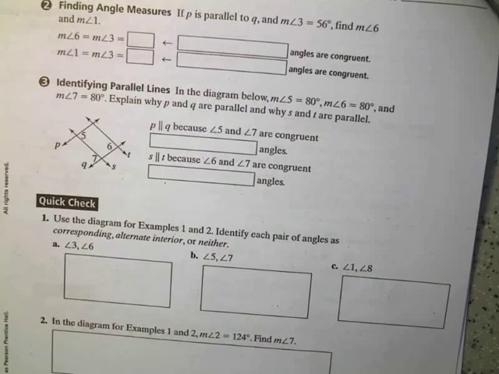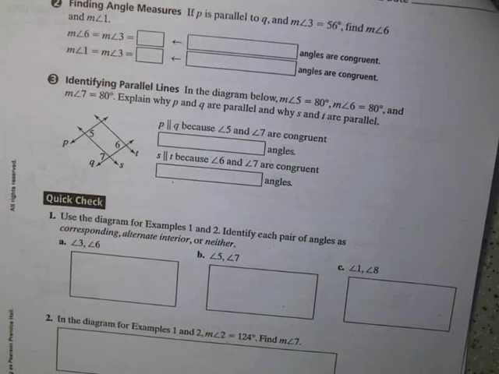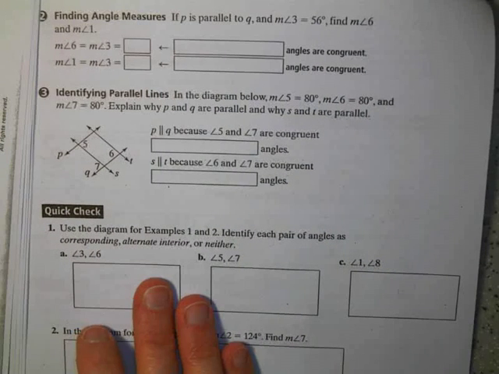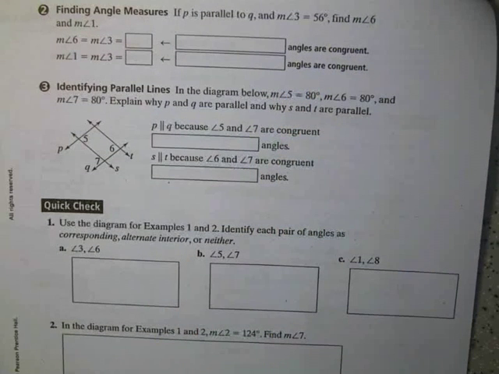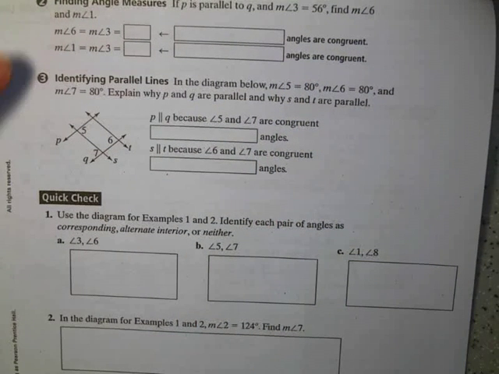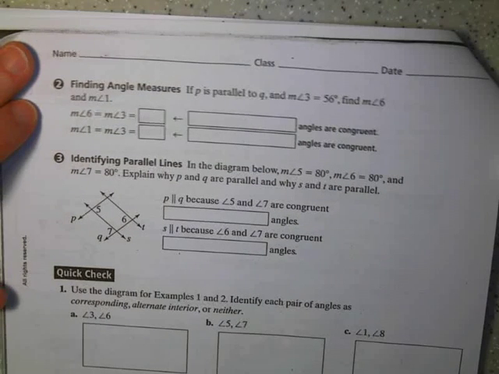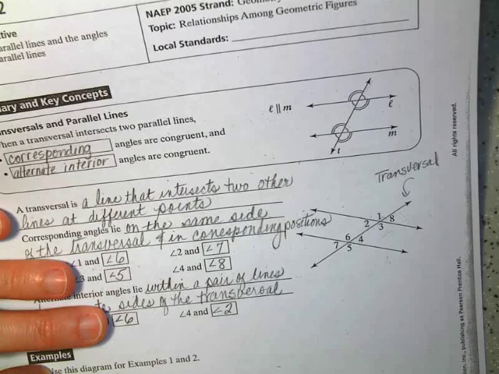Let's look at number 2. I don't like that they haven't exactly given us this information. You have to flip the page back and forth, but okay, if P is parallel to Q and the measure of angle 3 is 56 degrees, find the measure of angle 6 and the measure of angle 1. Oh, I'm sorry, you can't even see that. Okay, so I'm going to flip back and mark the measurement of angle 3 to be 56 degrees.